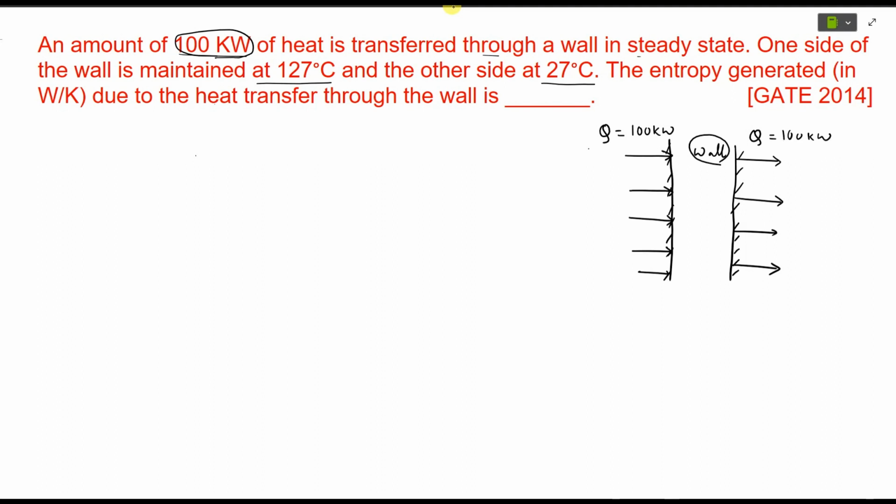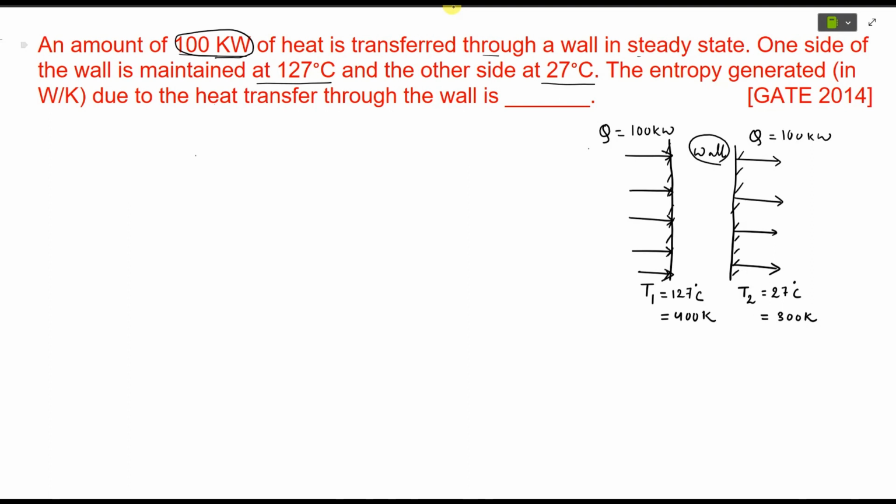One side of the wall is maintained at 127 degrees Celsius. So let's say the temperature at this side is T1, that is equal to 127 degrees Celsius, and if you convert this into Kelvin, that is 400 Kelvin. The other side of the wall has temperature T2, that is equal to 27 degrees Celsius, and that is equal to 300 Kelvin.